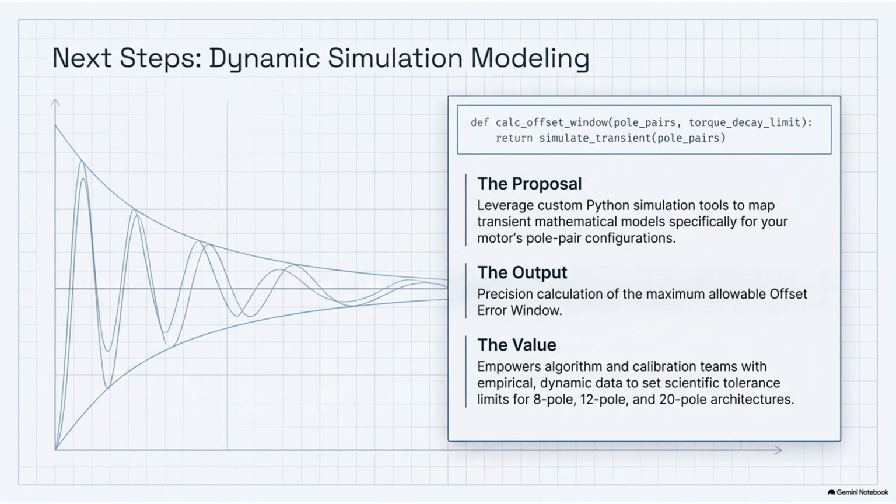By combining the electromagnetic finite element analysis with the control logic algorithms, they are perfectly calculating the maximum allowable offset error window in a purely digital simulated space. They are finding the exact point of catastrophic failure before a physical part is ever even cast in metal. And that leaves me with a final thought for you to mull over.